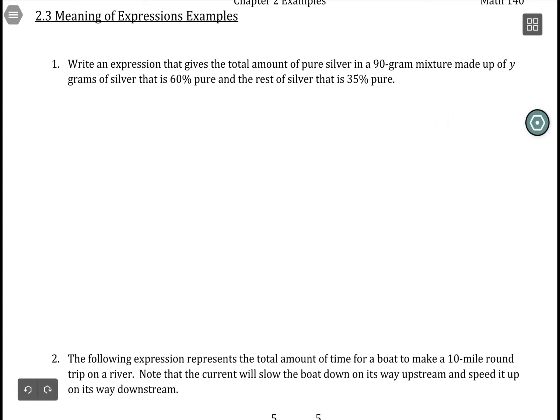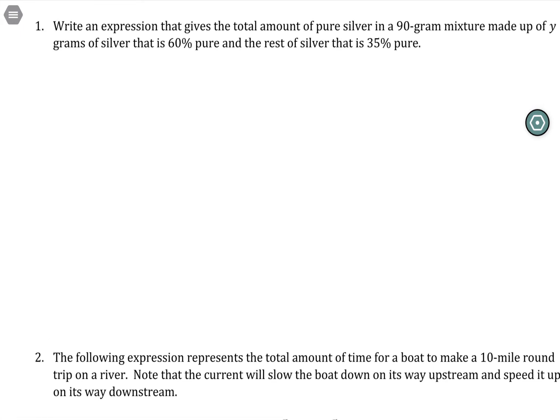Hi everyone, I wanted to do a couple of examples for you to follow along with when you're working on your second worksheet that covers the meaning of expressions, trying to set up expressions given a meaning or trying to figure out the meaning given the expression. So I'm going to do one going each direction, and I tried to keep this worksheet not too long, so there's only really a few types of problems.